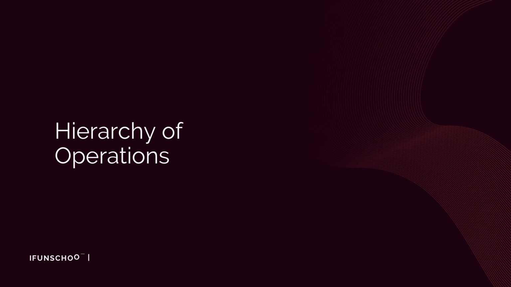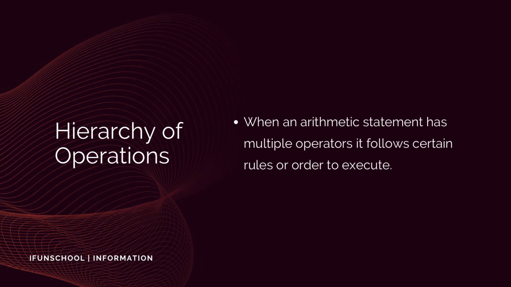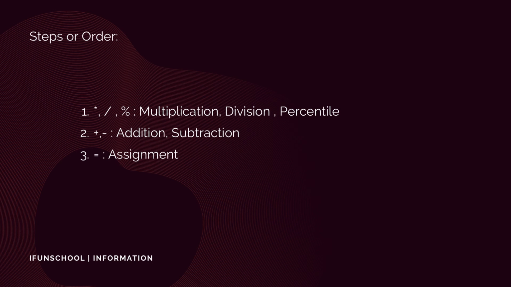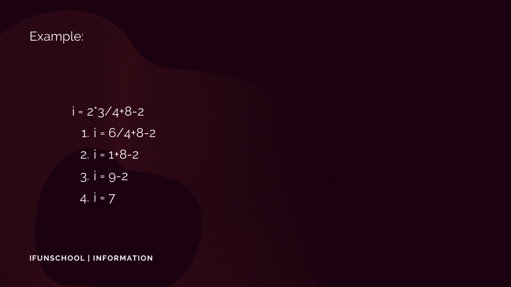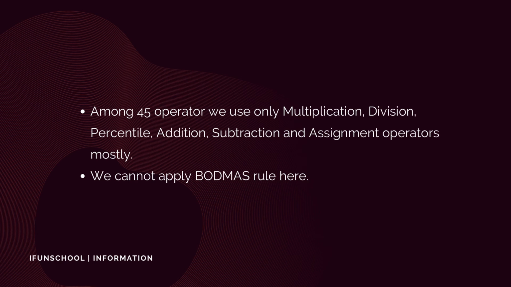The next topic is hierarchy of operations. If an arithmetic statement has multiple operators, it follows a certain rule or order to execute. Here is the order of operators which the compiler follows. It starts with multiplication, division, percentile, addition, subtraction and assignment. Here you can look at the example operation and how we get its result. Among 45 operators, we use only these few operators mostly, and note that we cannot apply the BODMAS rule here.